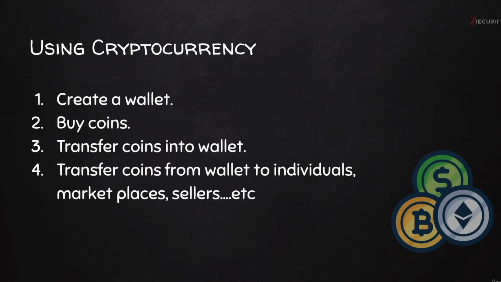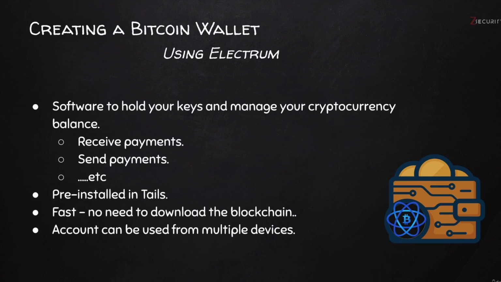Okay, so now that we have a basic understanding of how Bitcoins work and how cryptocurrencies work in general, in the next lectures, I want to walk you through how to use cryptocurrencies, and specifically Bitcoins, anonymously on the internet and on the darknet. Now, first, before we can do anything, we have to create a wallet. What we mean by wallet is it's software that's going to hold our money or our cryptocurrency. Then we can use this wallet to send payments, receive payments, and so on.